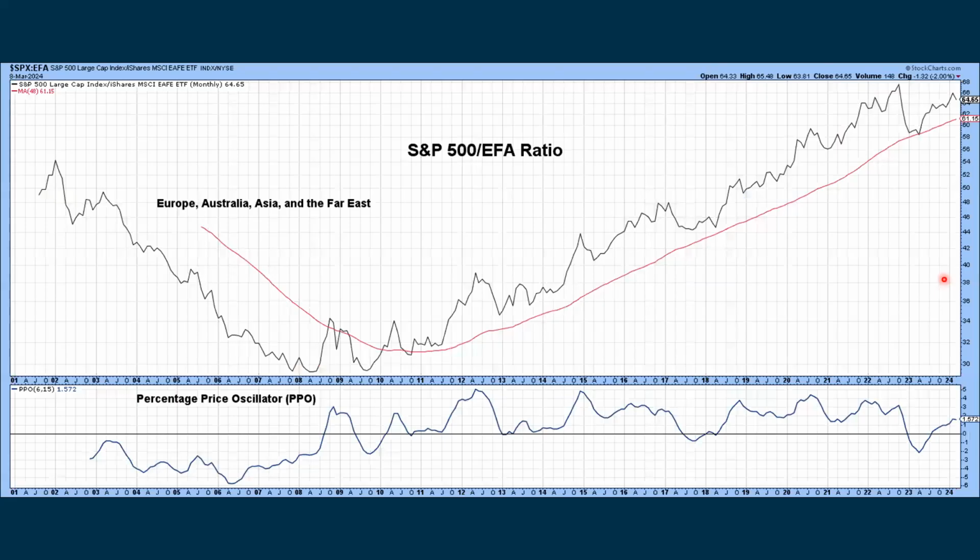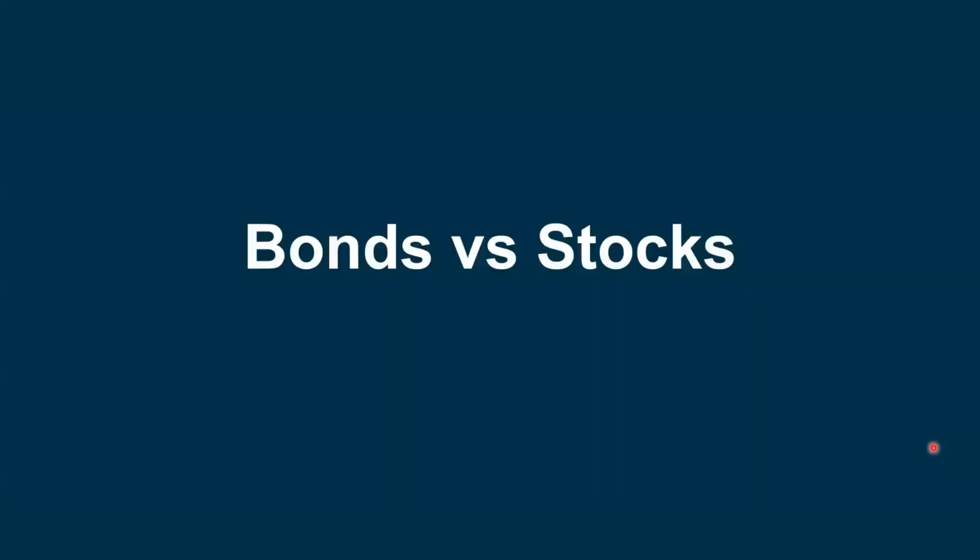Then we have a monthly chart of the S&P 500, and we do a ratio with global stocks that are in Europe, Australia, Asia, and the Far East. When this is going up, that means that the S&P 500 is outperforming the rest of the stocks in the world, and we're above an advancing moving average. We can also plot that on a momentum basis, showing that the momentum continues to be positive.